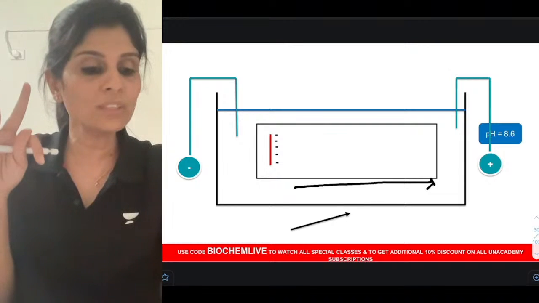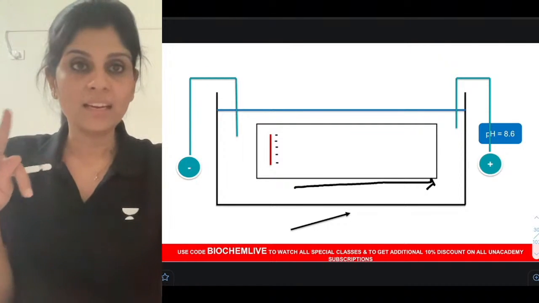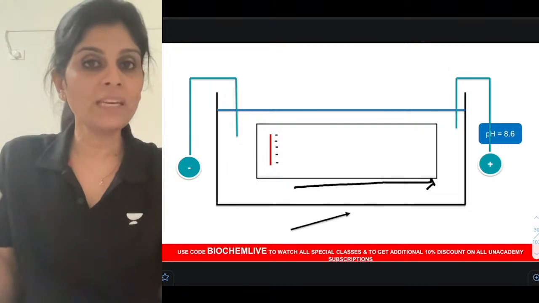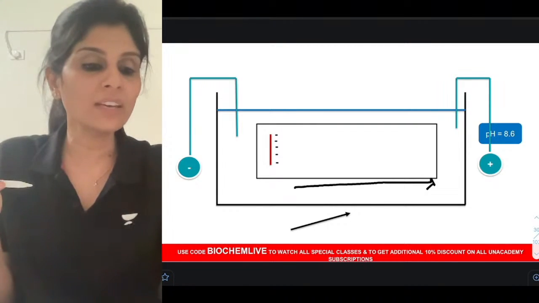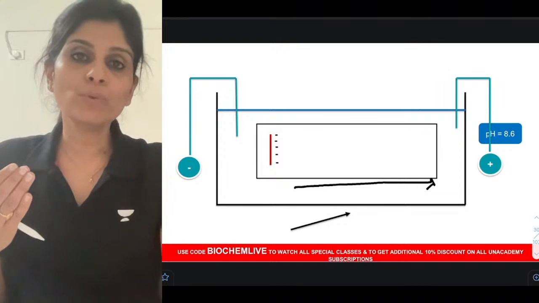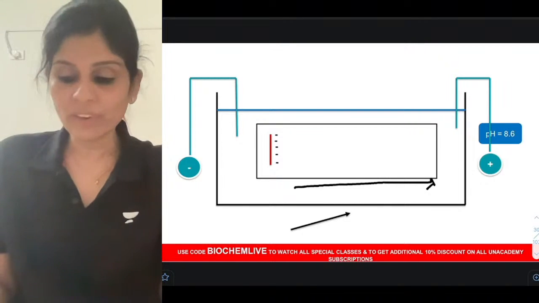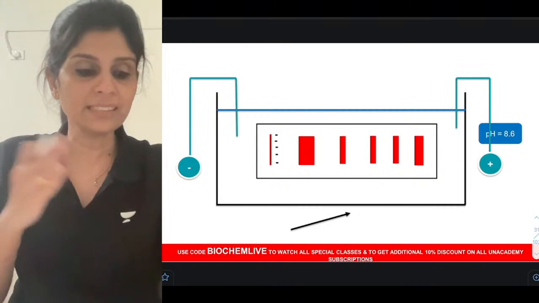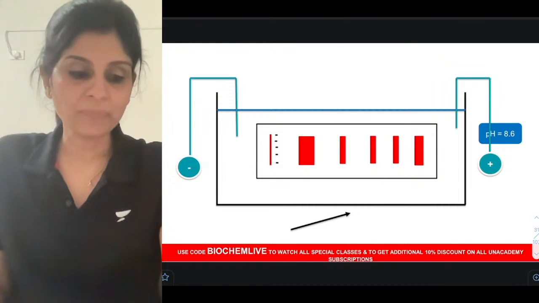Can you all type down the 3 factors? The 3 factors by which protein migration will be affected are number 1, charge, number 2, molecular weight, and number 3, shape. That way all your plasma proteins get segregated into 5 bands. Can you see that here? Very good, Mahak, good.